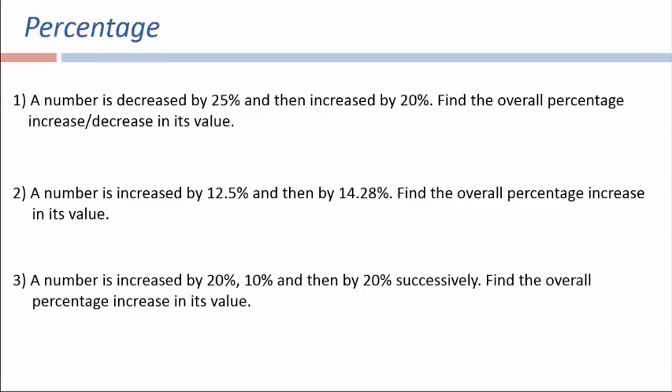So I can directly apply the formula to the first question and I'll get minus 25 for decrease and plus 20 for increase, and their product would give me a negative sign overall. So I'll get the answer as minus 10. Answer for this calculation would come out to be minus 10, which would mean an overall decrease of 10%. Moving on to the next question. A number is first increased by 12.5% and then increased by 14.28%.